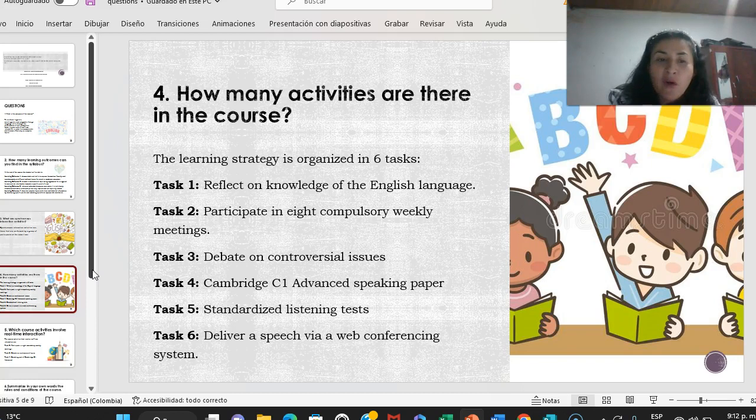Task 4. Cambridge C1 Advanced speaking paper. Task 5. Standing listening desk. Task 6. Deliver a speech via web conference system.